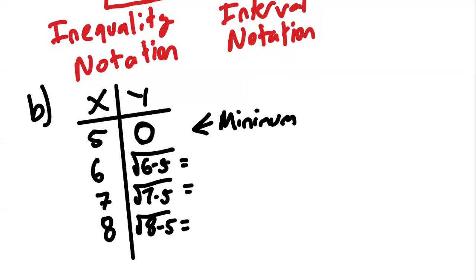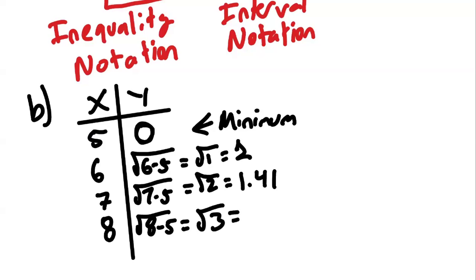So square root of 6 minus 5 is square root of 1, which is just 1. Square root of 7 minus 5, which is 2, that is 1.41. 8 minus 5 is 3, and the square root of 3 is 1.73.